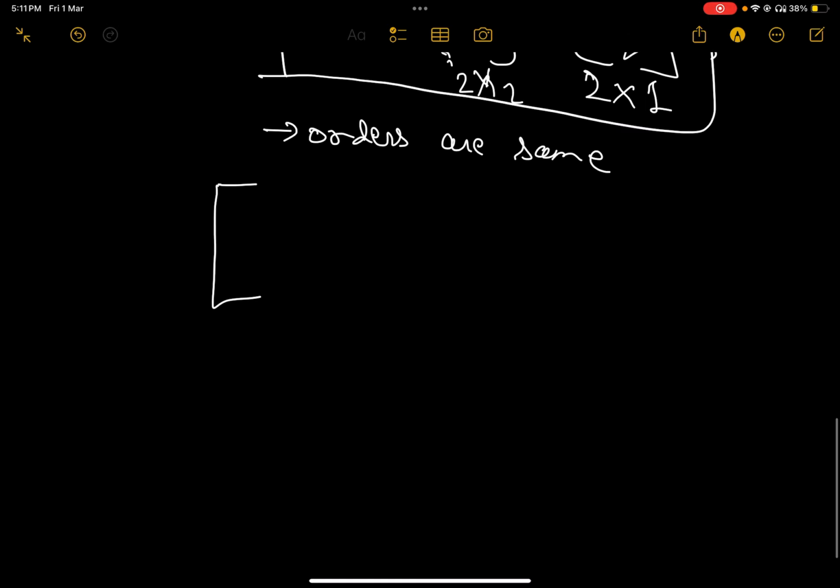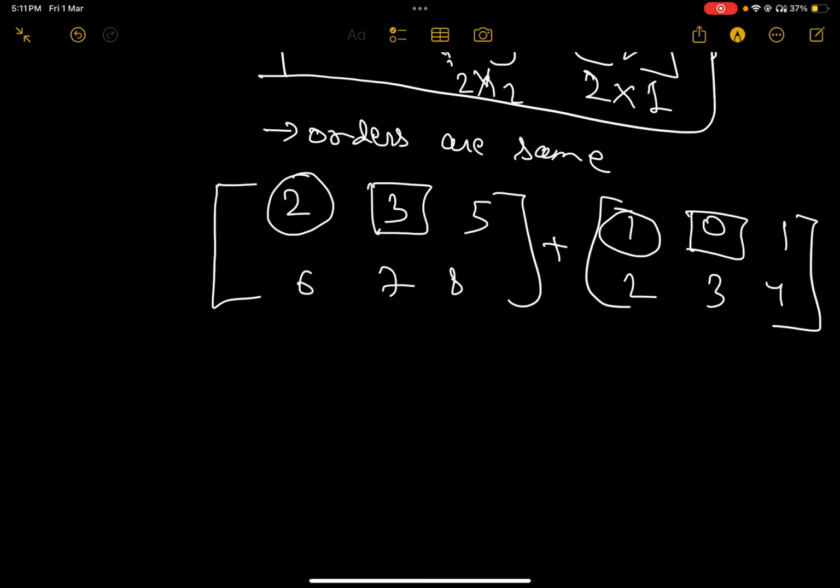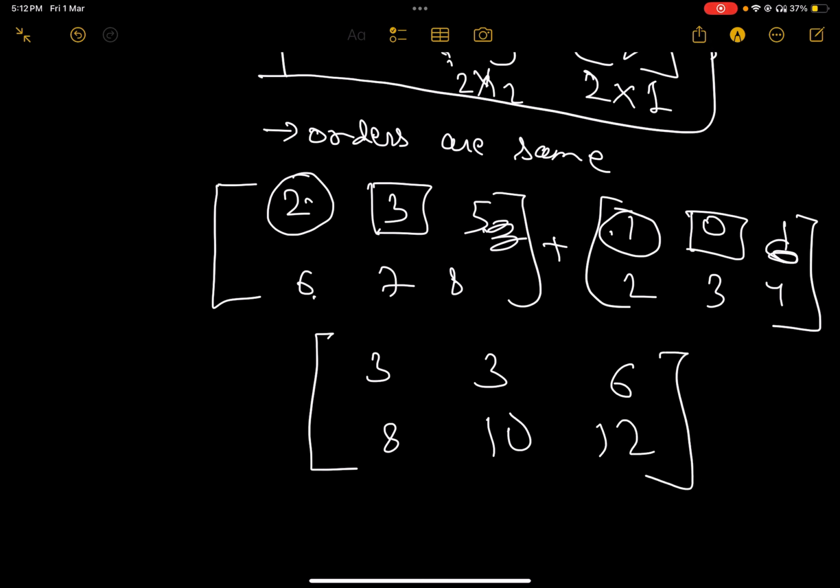For example, 2, 3, 5, 6, 7, 8 plus 1, 0, 1, 2, 3, 4. These can be added. The orders are the same and this will be added 2 plus 1, 3 plus 0, 5 plus 1. So let's add it. 2 plus 1 is 3, 3 plus 0 is 3, 5 plus 1 is 6, 6 plus 2 is 8, 7 plus 3 is 10, 8 plus 4 is 12. Okay, we are done with how we can add the matrix.